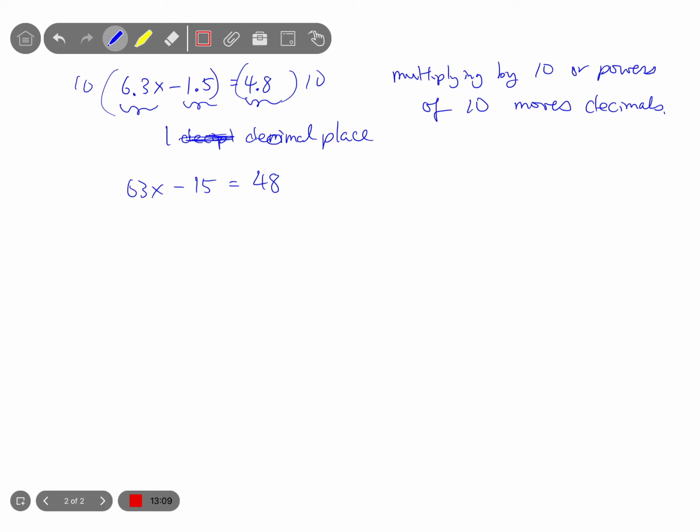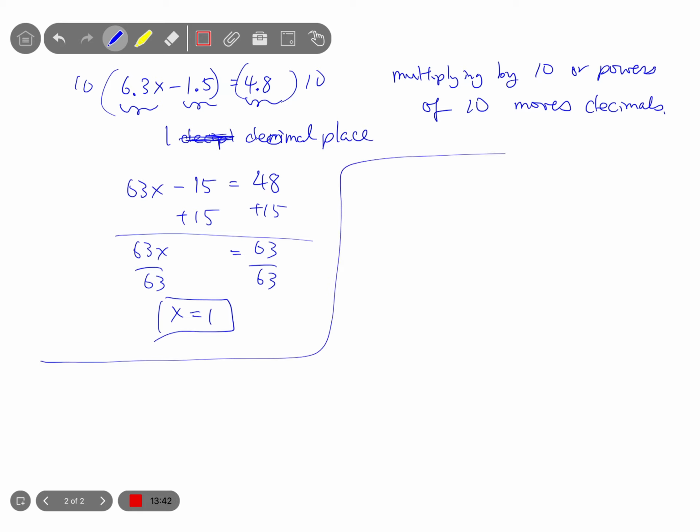So now to finish this problem, I'm just going to add 15 on both sides. 63x equals 63. So divide by 63 on both sides. x equals 1. And the answer is not going to change because when we multiply both sides by 10, we're using the property of equality. That means the answer does not change, even though we changed how the problem looks.